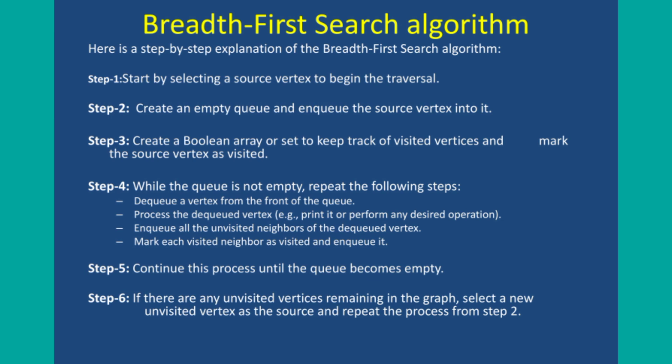Dequeue a vertex from the front of the queue. Process the dequeued vertex. For example, print it or perform any desired operation. Enqueue all the unvisited neighbors of the dequeued vertex. Mark each visited neighbor as visited and enqueue it. Step 5. Continue this process until the queue becomes empty. Step 6. If there are any unvisited vertices remaining in the graph, select a new unvisited vertex as the source and repeat the process from step 2.